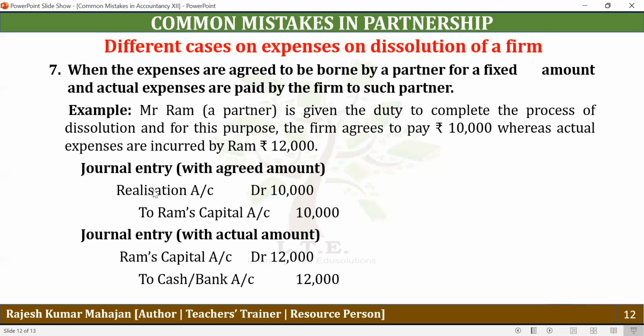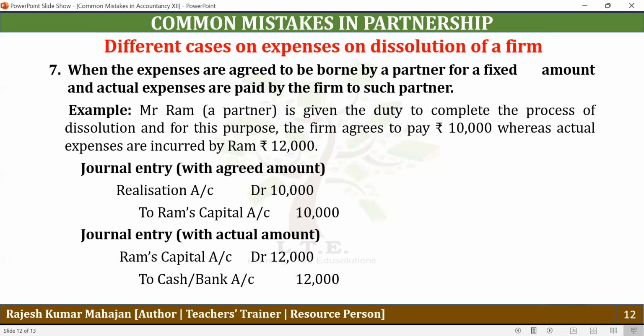So now, when this 10,000 was agreed as an expense for the entire firm, the entry would be realization account debit to Ram's capital account. So here Ram's capital will be credited. It means on the credit side of Ram's capital, we will write 10,000 rupees. It also means that when Ram's capital account is closed, Mr. Ram will receive 10,000 in addition to the amount of capital standing to his credit. So whatever the firm has to pay to Mr. Ram through his capital, 10,000 will be paid more. So he will receive 10,000 more.